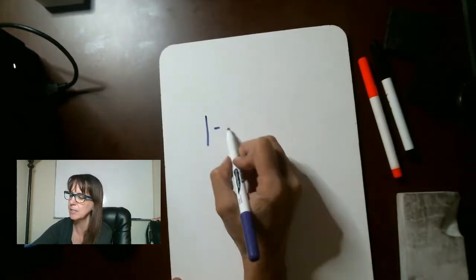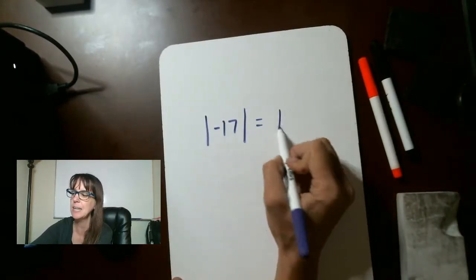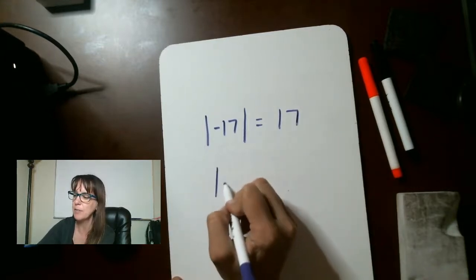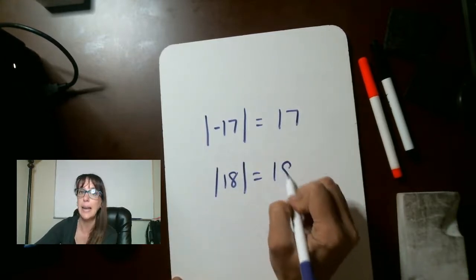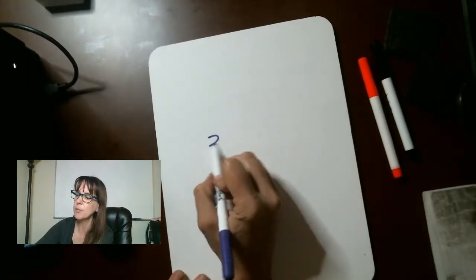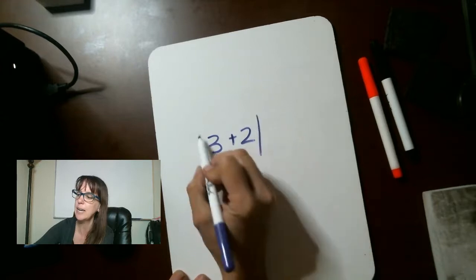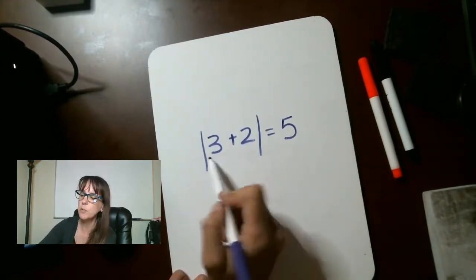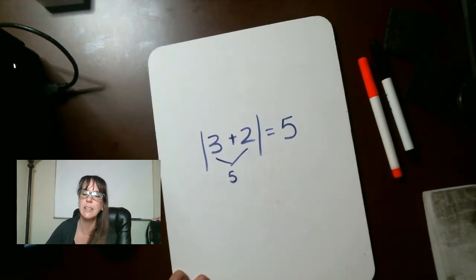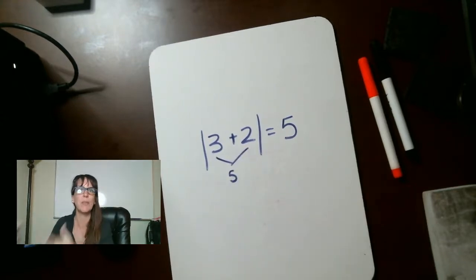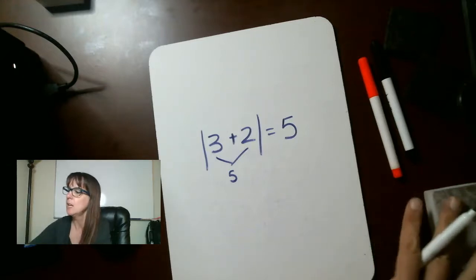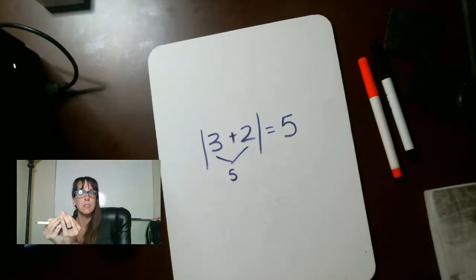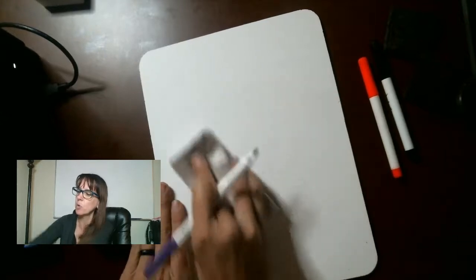If it's already positive, leave it like that. The absolute value of -17 equals 17. Absolute value of 18 equals 18. Now when you see something like 3 plus 2 in absolute value, that's 5, okay? But you always want to do this stuff first in the absolute value. Treat it like you would a parenthesis or a grouping, right? So you would always do your stuff in the parentheses first. And this is going to come in handy because we're going to talk about positive and negative numbers now, okay?